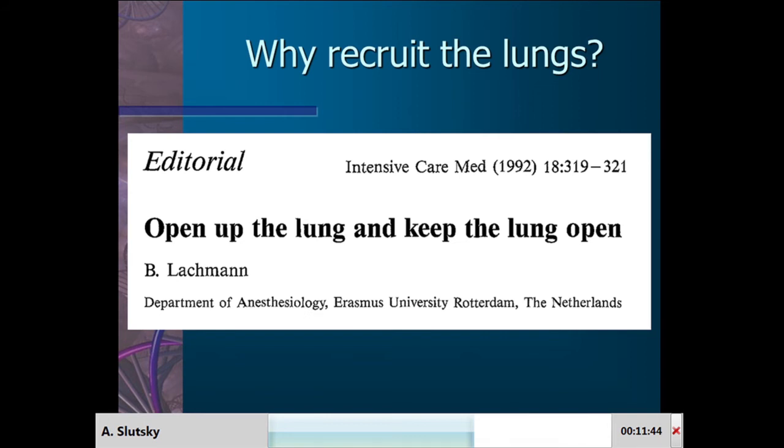And I think that this editorial by Burkhard Lachmann probably led the way in this regard. He was the one who coined the term, and I think it's a great little phrase, open the lung and keep the lung open. And the concept here was if you keep the lung open, you can reduce ventilator-induced lung injury and improve oxygenation at the same time.